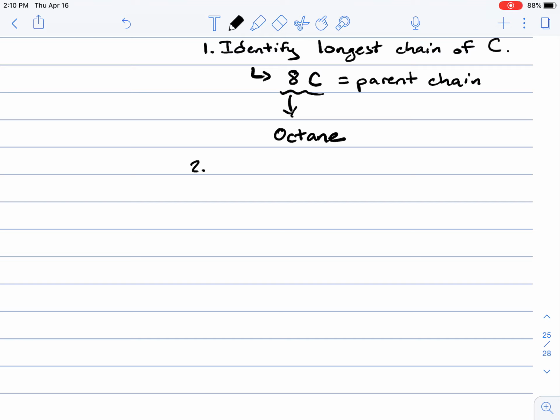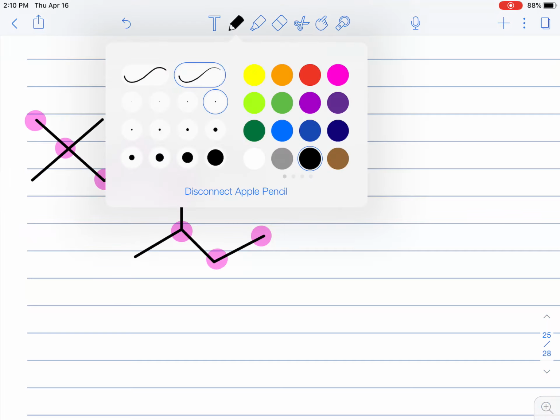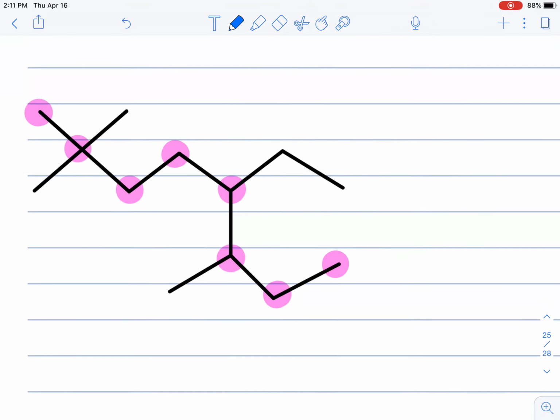All right, so the next step is to number the longest chain. Number the carbons so that the lowest value is going to be on the substituent. So you want the substituent with the lowest carbon number. And I'm going to go ahead and zoom in here.